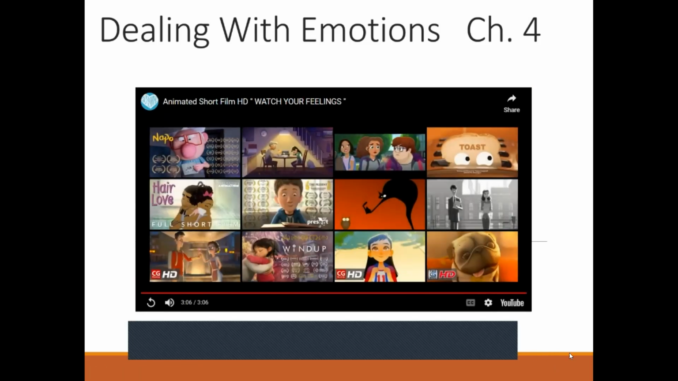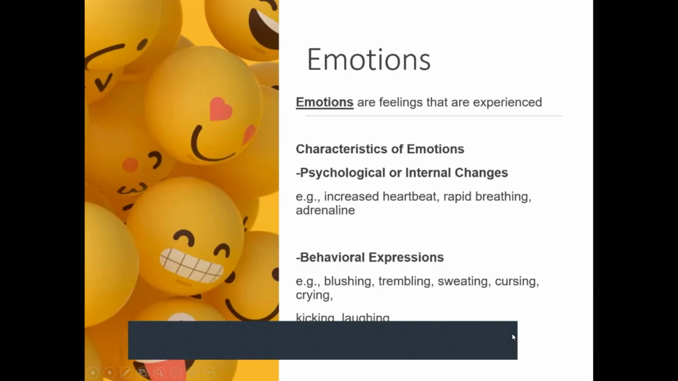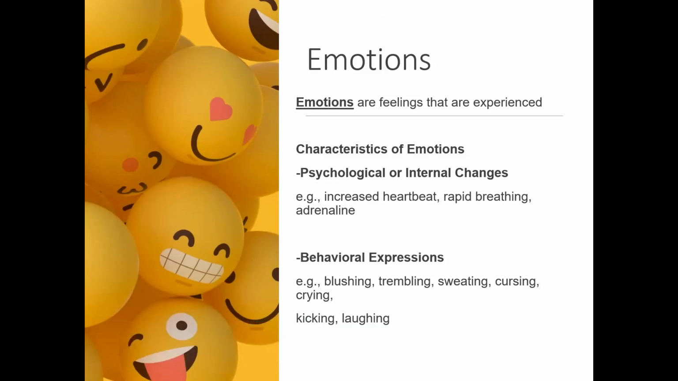So I hope you enjoyed that. And it's just to kick off here our topic of emotions. So we're going to be spending chapter 4 on the various aspects of emotions, defining it as feelings that are expressed and that have several characteristics, both psychological and things that happen internally to us, which could also include physiological changes as well as behavioral expressions.